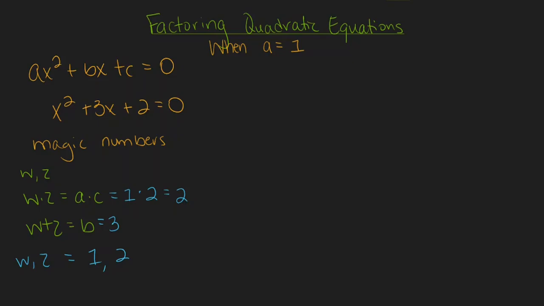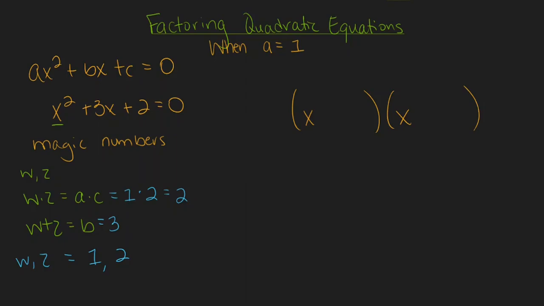Now that we have our magic numbers, we have to turn them into our factors. In order to do that, go to the first term of your original quadratic equation. In this case, we had an x squared. We're going to take the square root of that value and put it into the beginning of each factor. So the square root of x squared is x. That means that I'll start each of my factors with x.